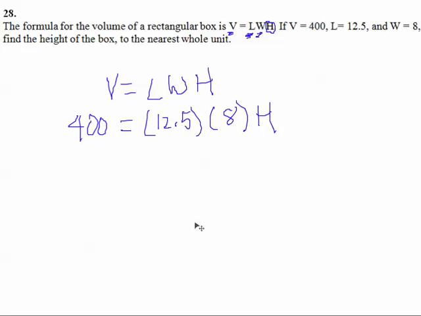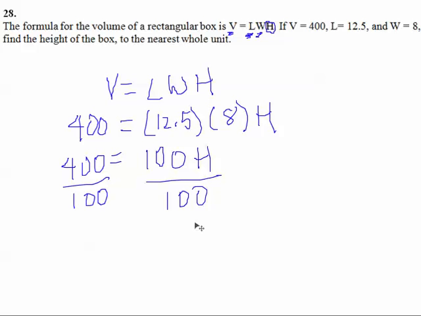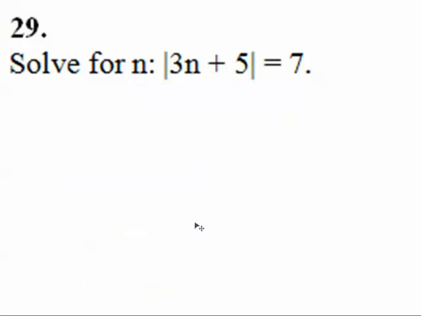All I need to do is multiply 12.5 times 8, and that's 100. So 100 times H equals 400. Then I can divide by 100 on both sides to isolate the H, and H is equal to 4. I can plug that back in right here for that and see if I get a true statement.